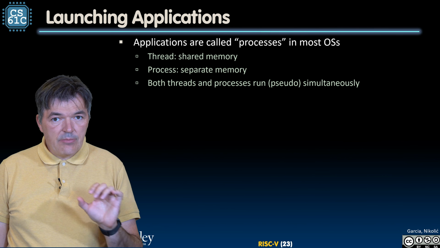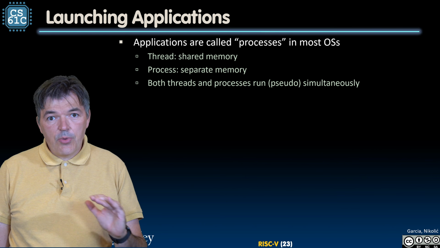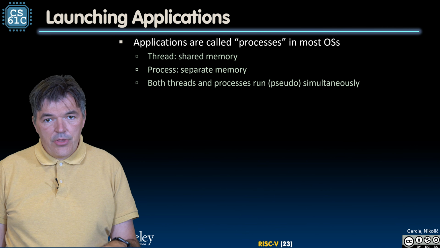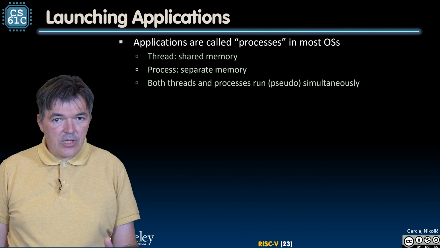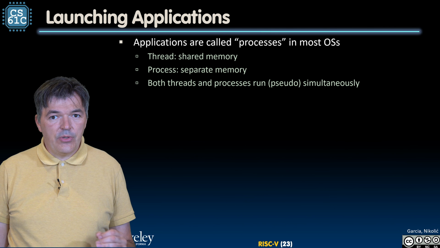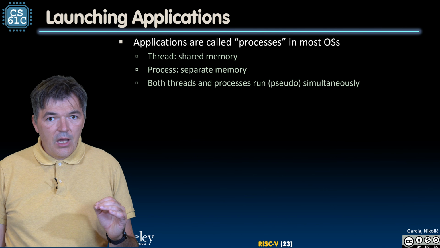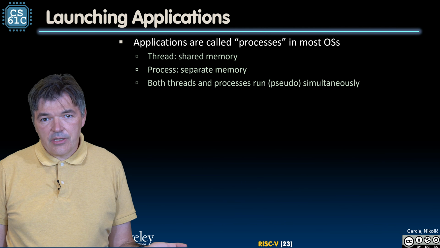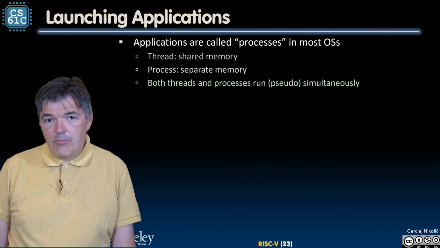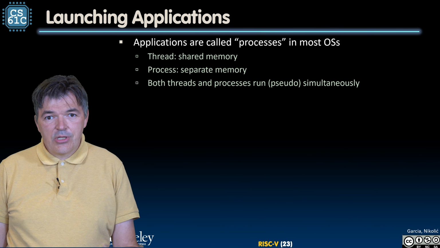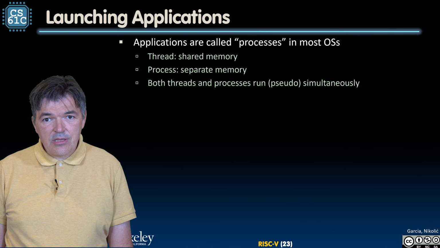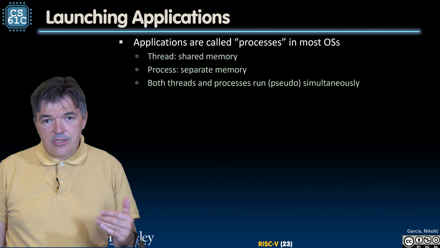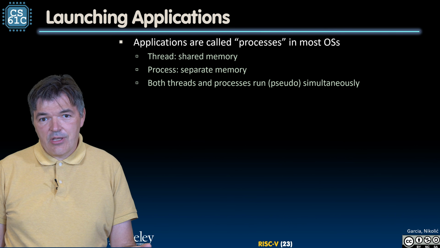Processes work in separate memory locations, as opposed to threads. Threads are always in the shared memory. Both threads and processes run pseudo simultaneously. What do I mean by that? From a user's point of view, threads and processes look like they're running simultaneously, but underneath we generally will have a much lower number of processor cores than the number of processes or threads that we are running. So these processes are going to be sharing the same core.